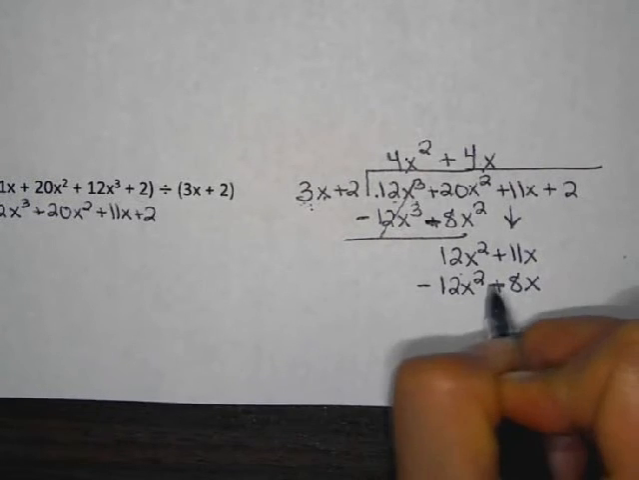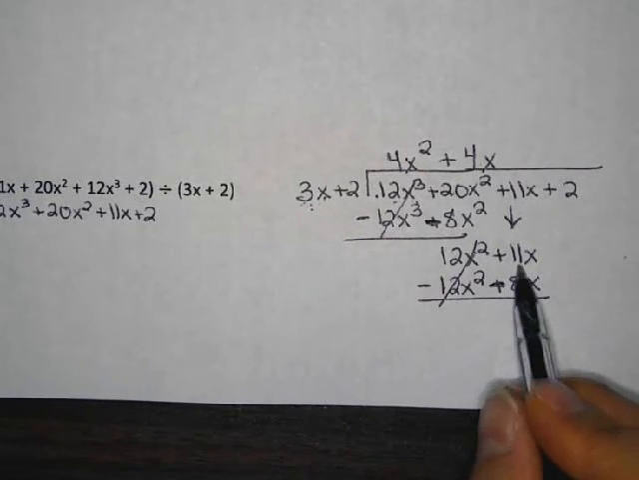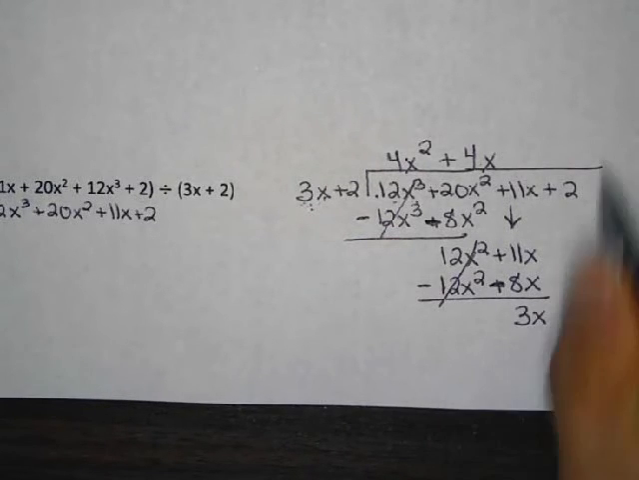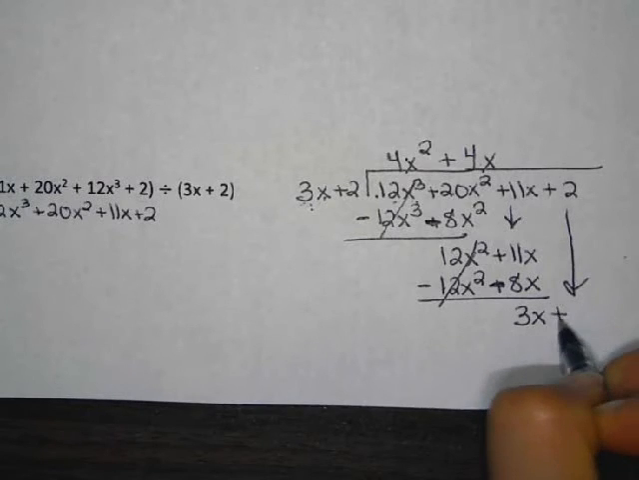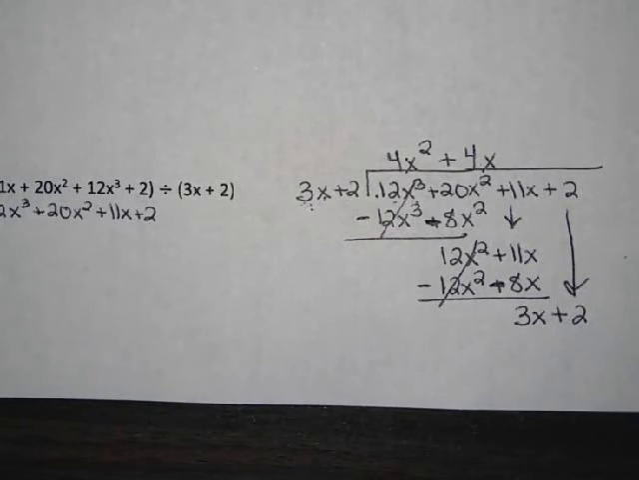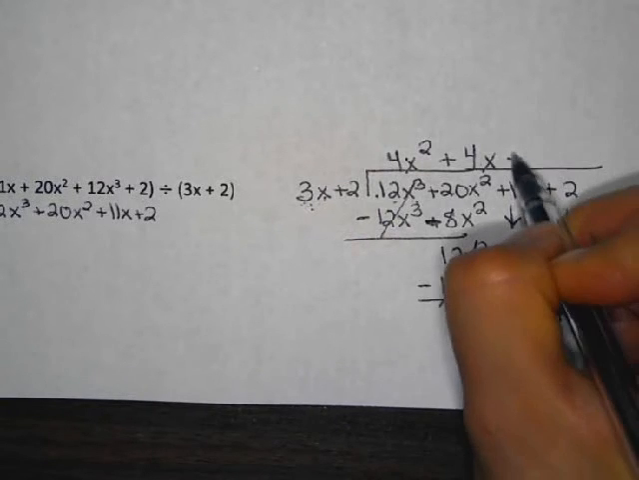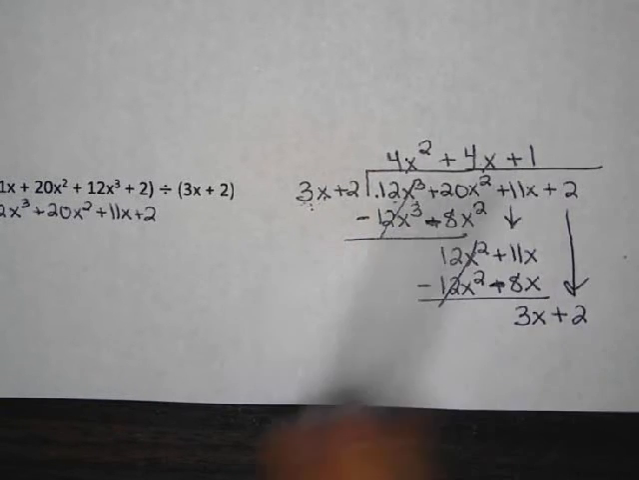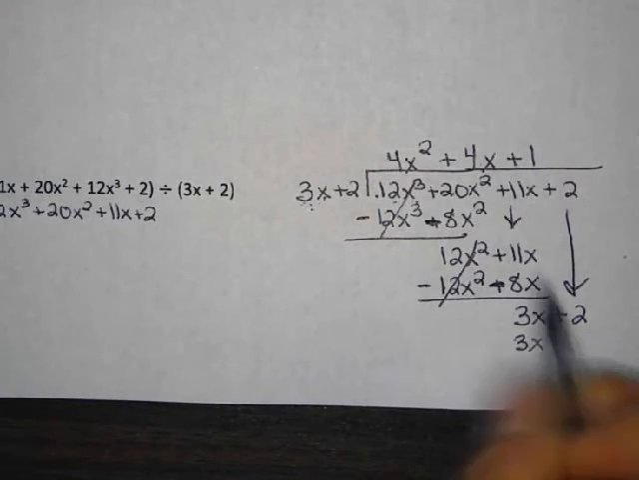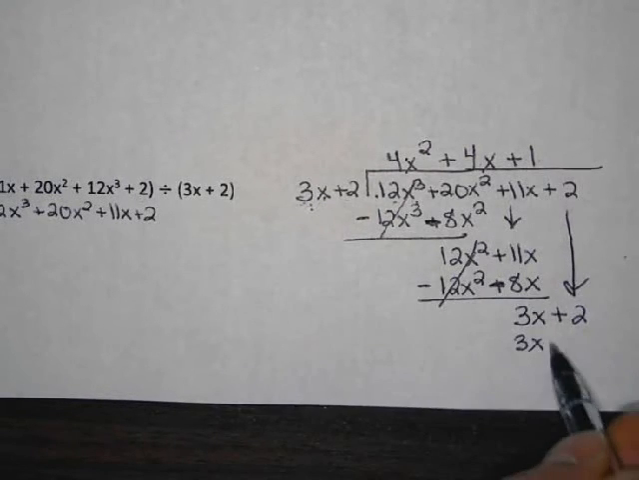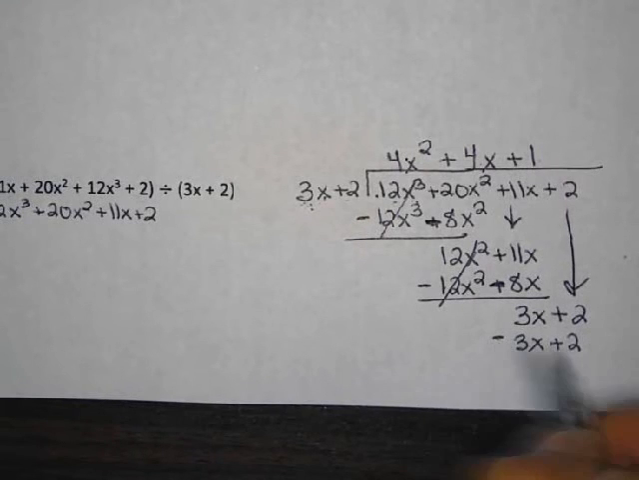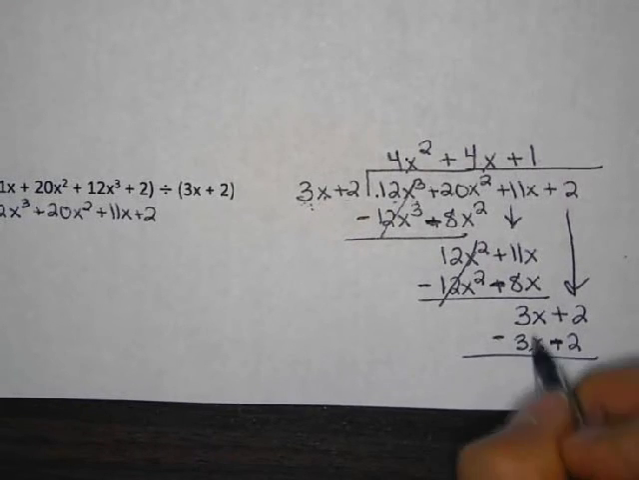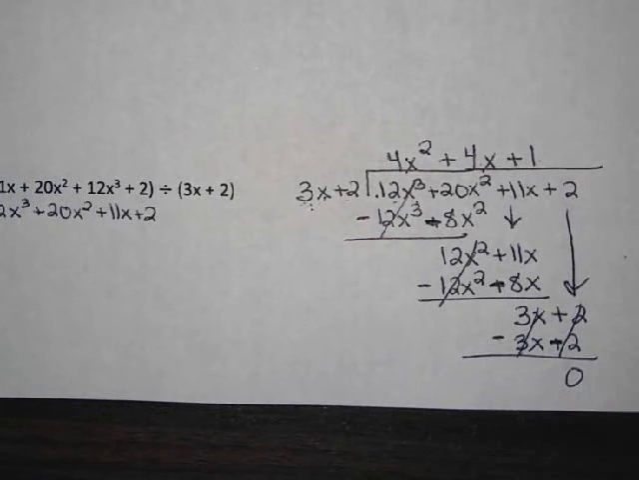Again, subtract them. So 11 minus 8 is 3. And then bring down this last part, the plus 2. Now we want to know how many times does 3x go into 3x? 1 time. 1 times 3x is 3x. 1 times positive 2 is positive 2. Again, subtract them. Go away. So you have your remainder of 0. So your final answer is 4x squared plus 4x plus 1.